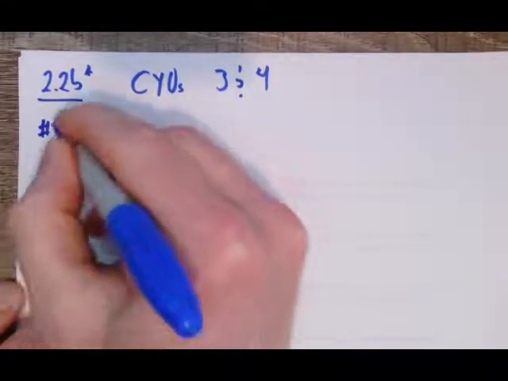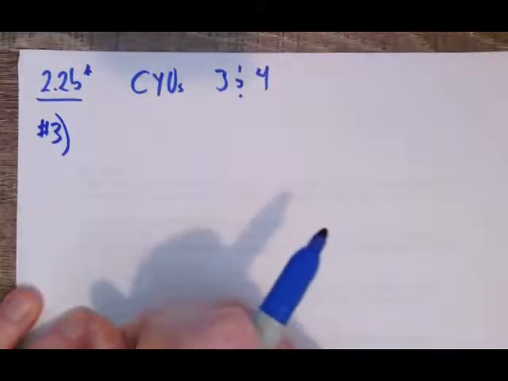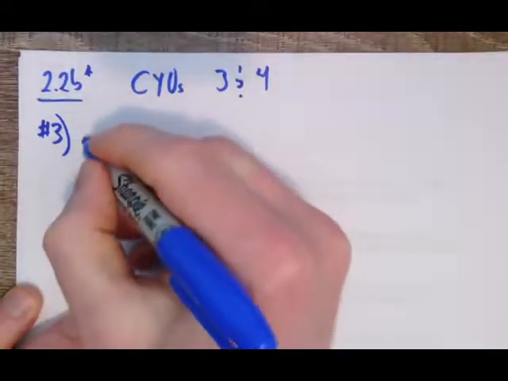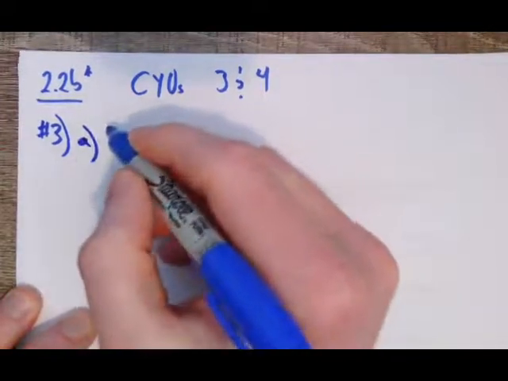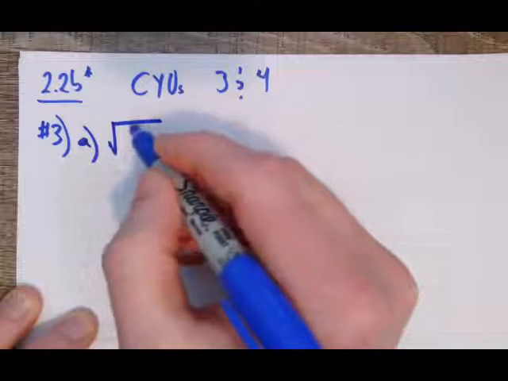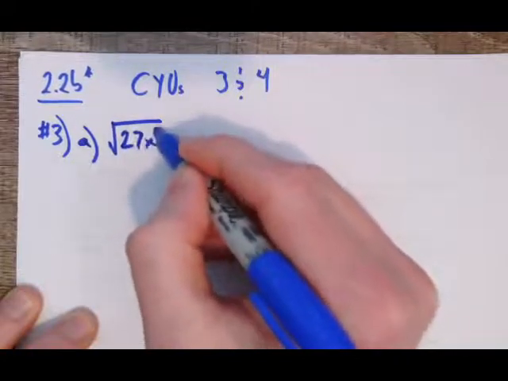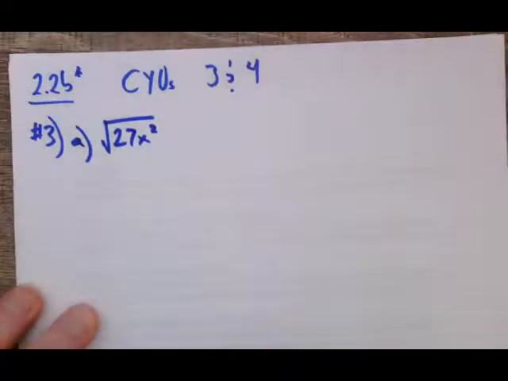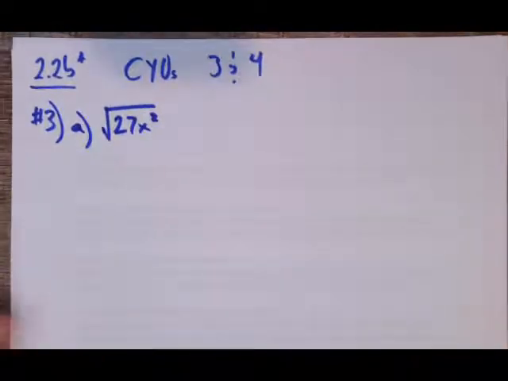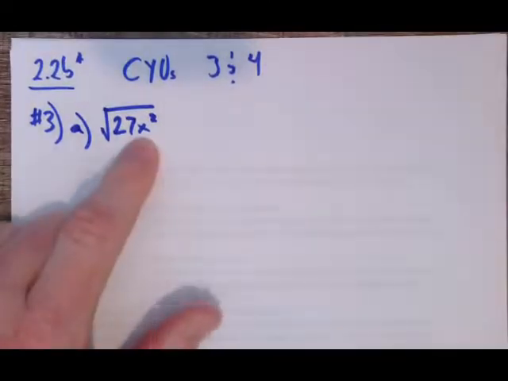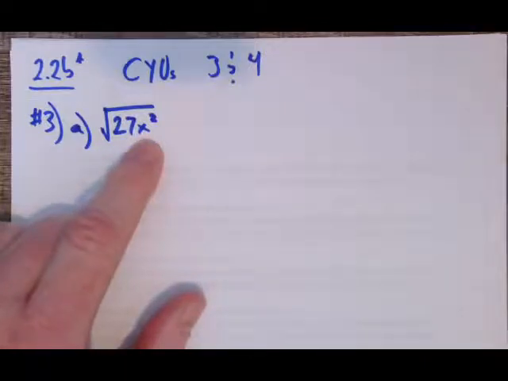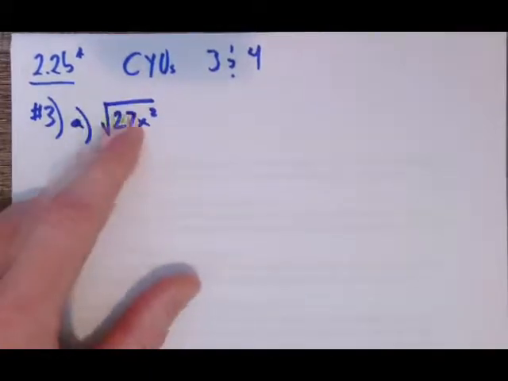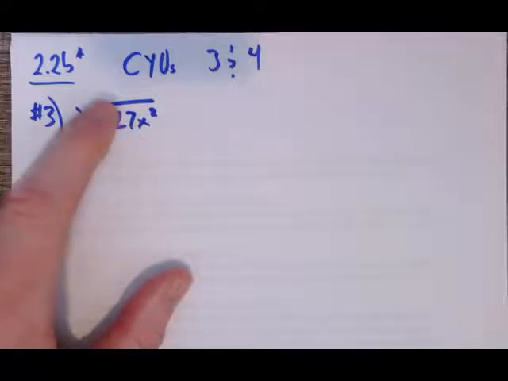So, check your understanding number 3 says for which values of the variable is each radical defined. So for a, it's got the root of 27x squared. The root of 27x squared, it's saying for which values of the variable is each radical defined. So in other words, what can the x equal or not equal? What set of values will make this defined? If there's a negative under here, that's not defined.